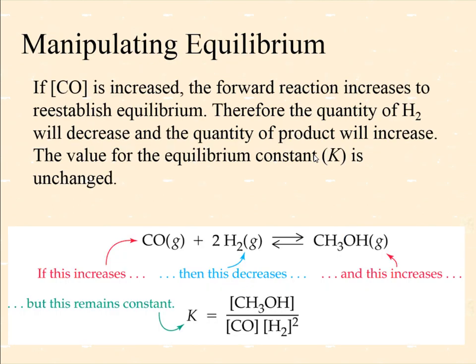What's important about equilibrium here is not the phenomena of what happened when you play around, it's that in industry and in life we can manipulate equilibrium to achieve a certain systemic content. If carbon monoxide is increased in this process, the forward reaction increases to reestablish the equilibrium. Therefore, the quantity of hydrogen will decrease, in other words, it gets consumed, and the quantity of product will increase. The value for the equilibrium constant will stay the same.